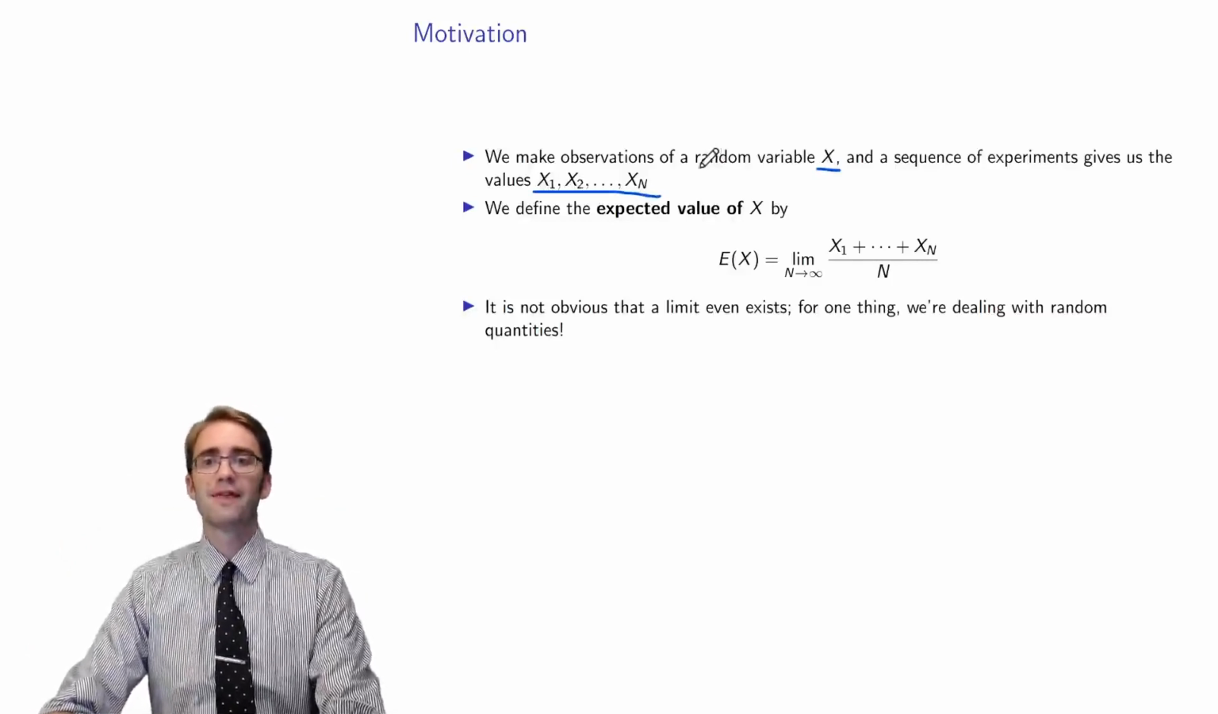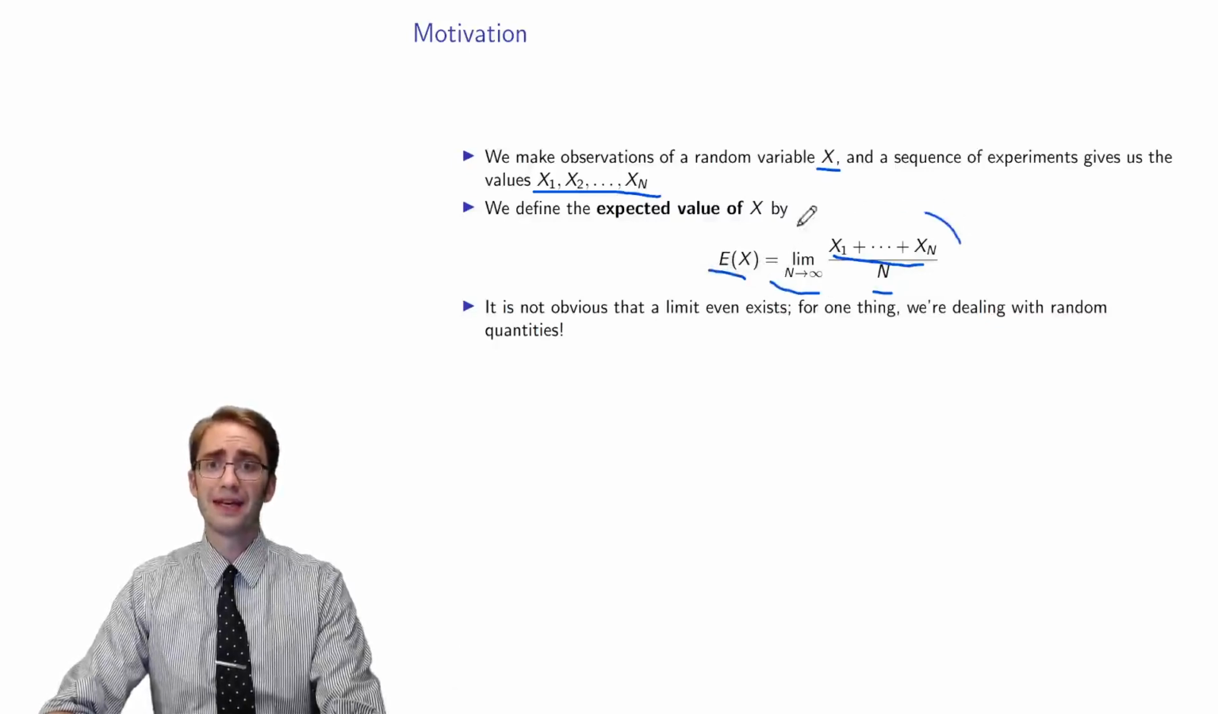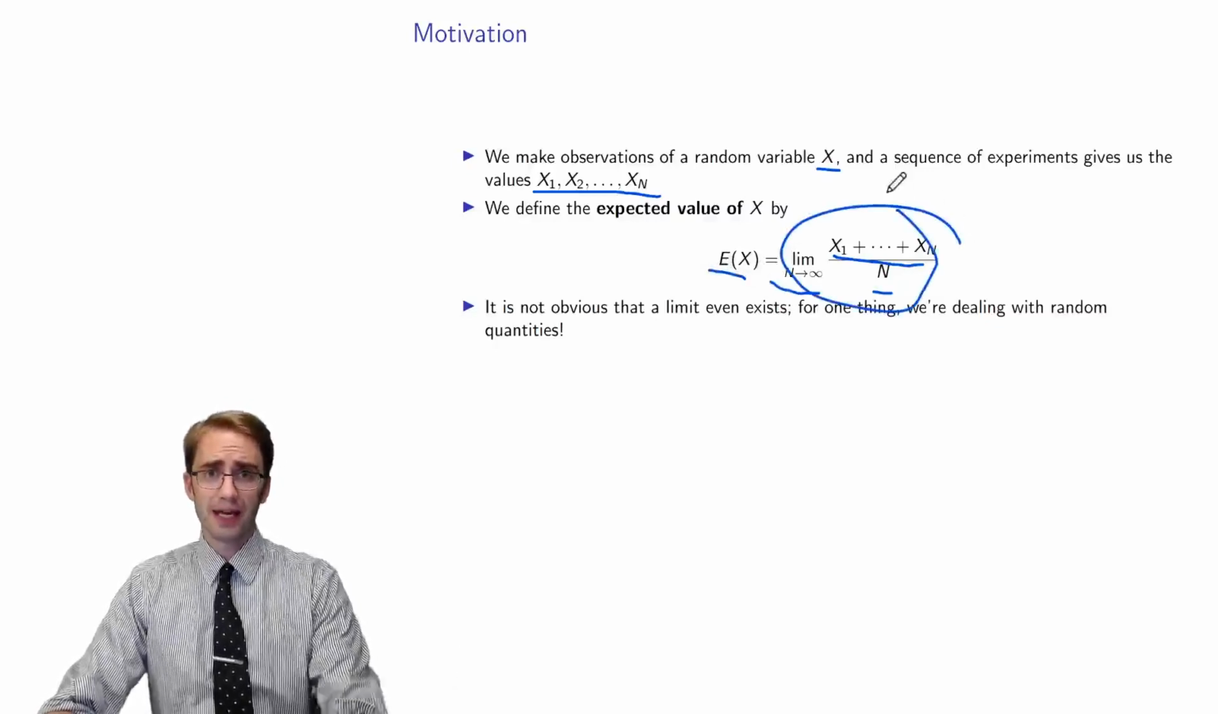And the expected value of x is defined as being just the arithmetic mean of these things: x1 summed through xn, divided by n. And the expected value of x is defined as the limit as n goes to infinity of this sum. And it's kind of weird.